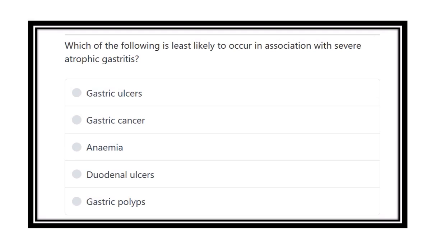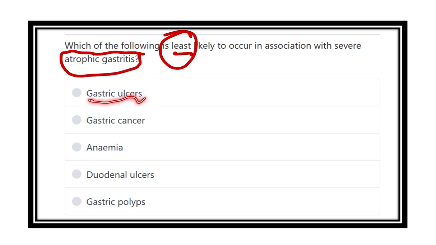Which of the following is least likely to occur associated with severe atrophic gastritis? That means which is not a feature of atrophic gastritis. Options are gastric ulcer, gastric cancer, anemia, duodenal ulcer, and gastric polyps. So which is the least likely in case of atrophic gastritis?